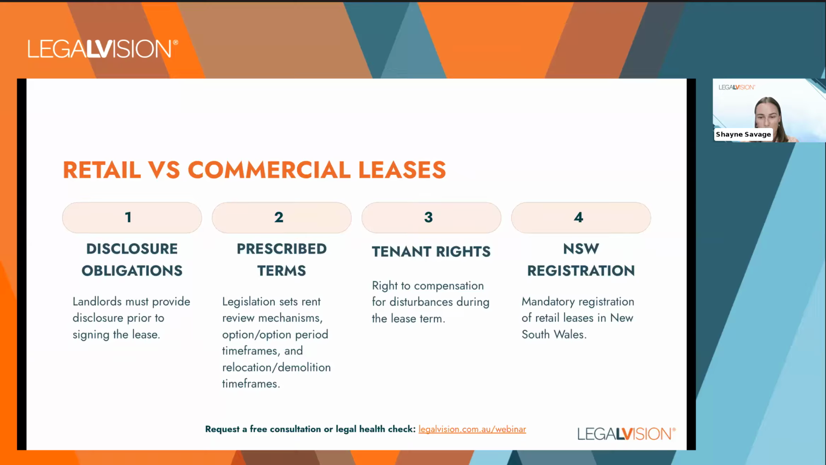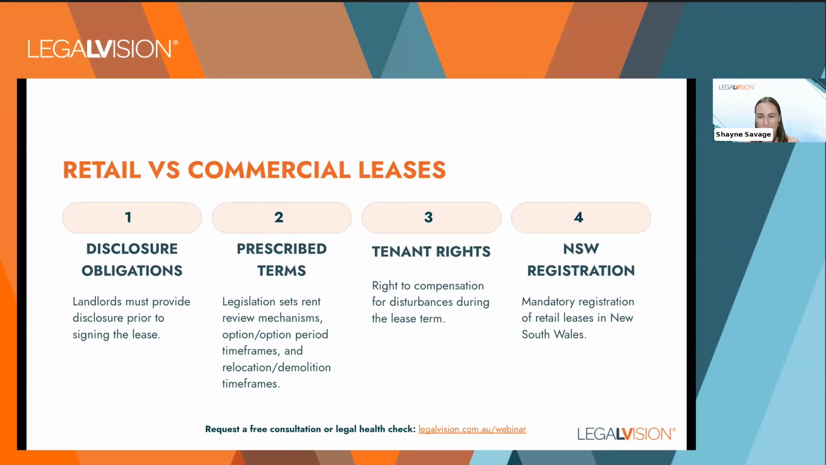So these are things to keep in mind if you are planning to refurb your buildings, and in particular for larger retail shopping centers, there is more space for you to move tenants around depending on your tenancy mix. So please keep in mind that there are compensation and requirements there for you to comply with.